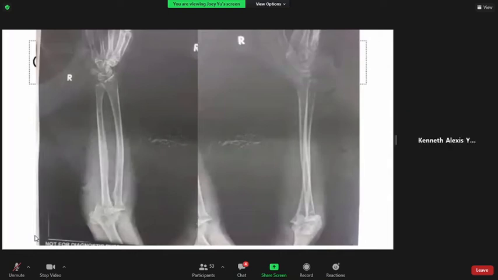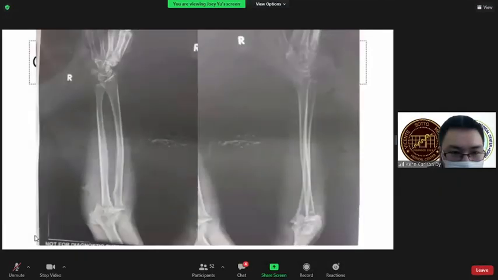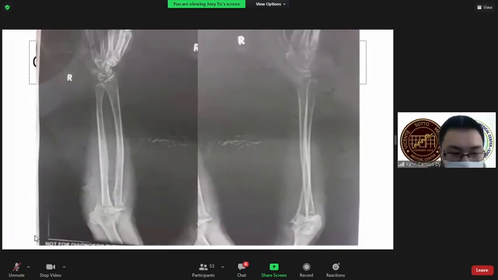So that's the thing. The patient came in last night. No one even followed up your x-rays. You're just satisfied with these x-rays? Upon closer inspection of the patient's x-rays, there is a trans-olecranon oblique fracture proximal to the coronoid tip of the olecranon, sir.